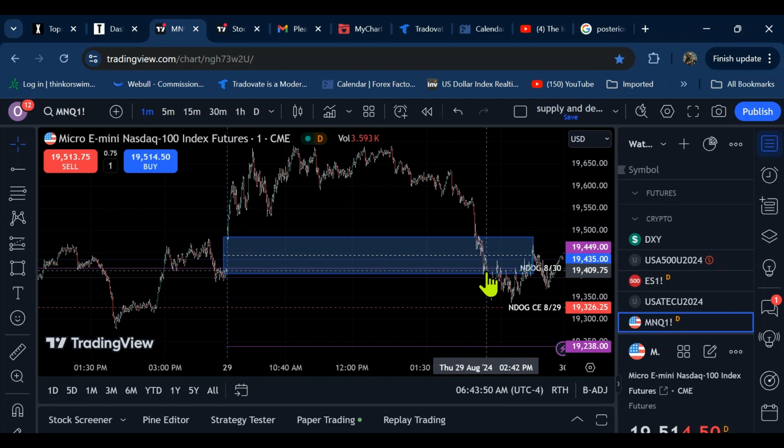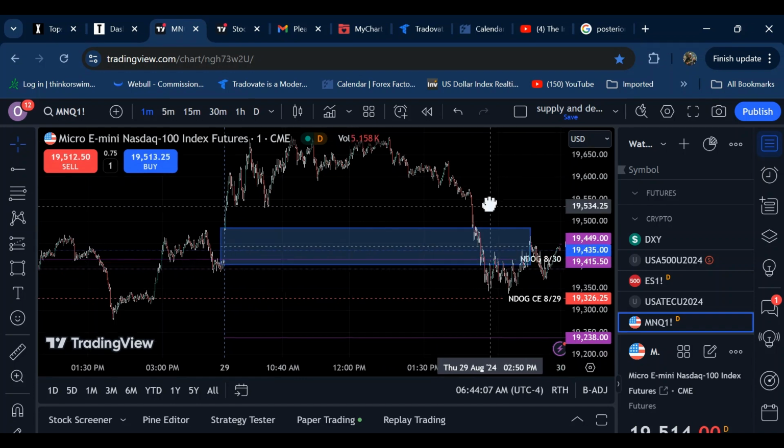I hope that helps you get over maybe something you're struggling with in your trading. Having those areas notated will definitely help you. Just watch how price reacts to them.